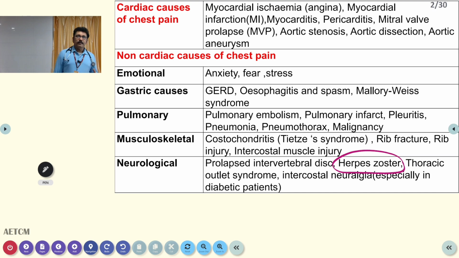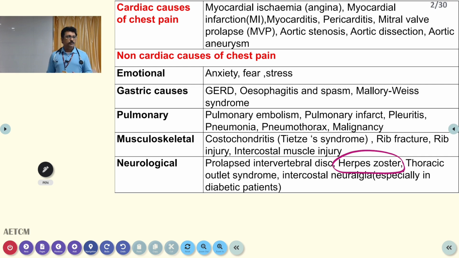And when you take cardiac causes for chest pain, again there are multiple reasons like myocarditis, pericarditis, mitral valve prolapse, aortic stenosis, aortic dissection, aortic aneurysm. All these things can produce chest pain. But one of the most important conditions you should never miss is myocardial ischemia or myocardial infarction.